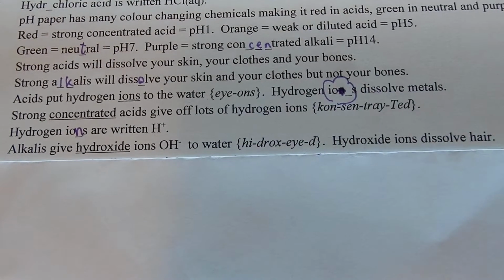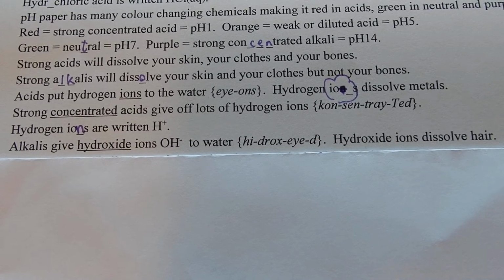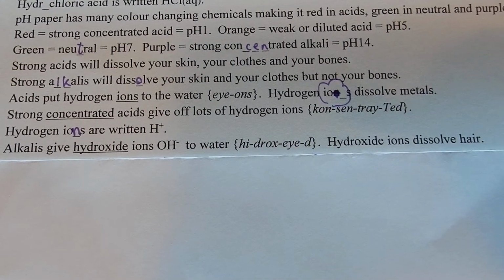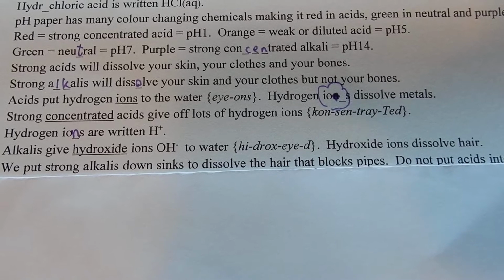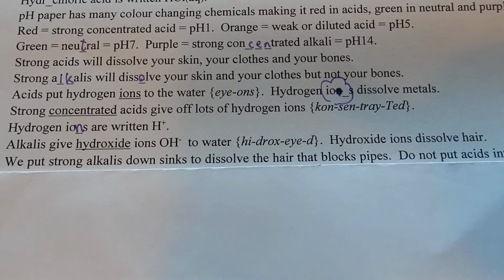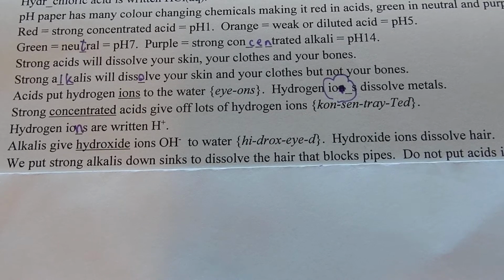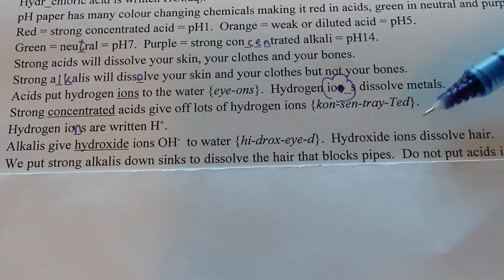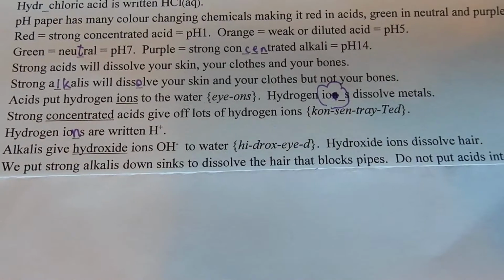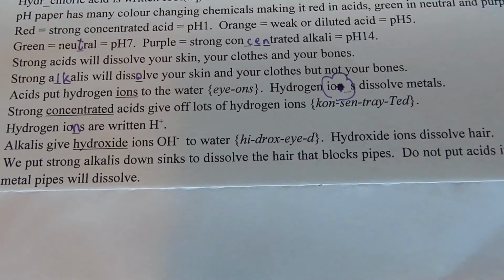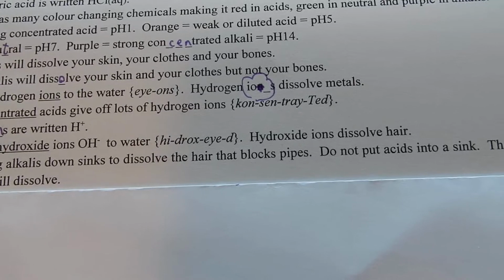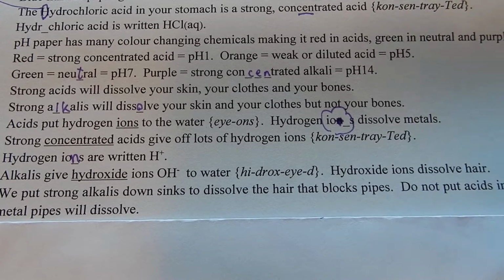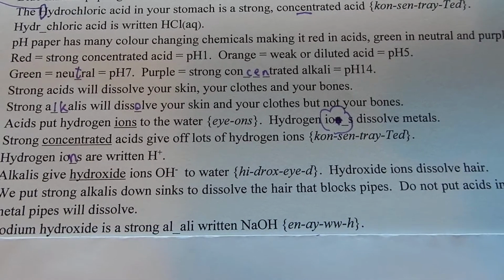Next line. Alkalis give hydroxide ions, OH minus, to water. Hydroxide ions dissolve hair. We put strong alkalis down sinks to dissolve the hair that blocks pipes. If your pipe's all blocked up from your sink, then we put an alkali down there. You can buy them in the supermarket. Do not put acids into a sink. Acids will dissolve the metal pipes. The sink and metal pipes will dissolve. Acids, don't put them down your sink.